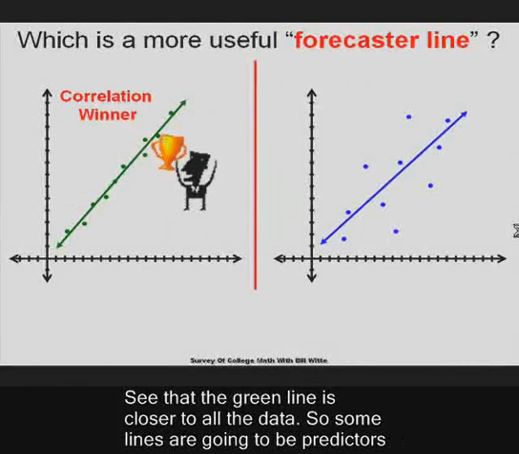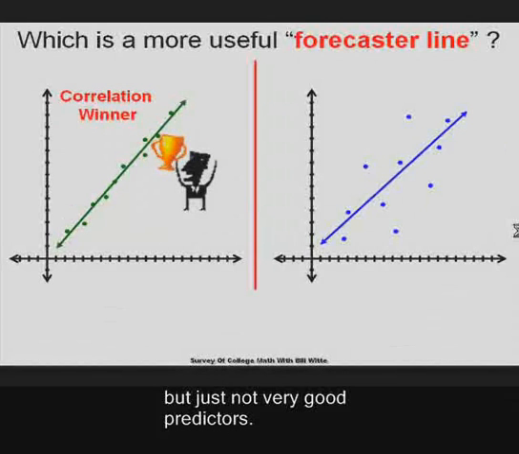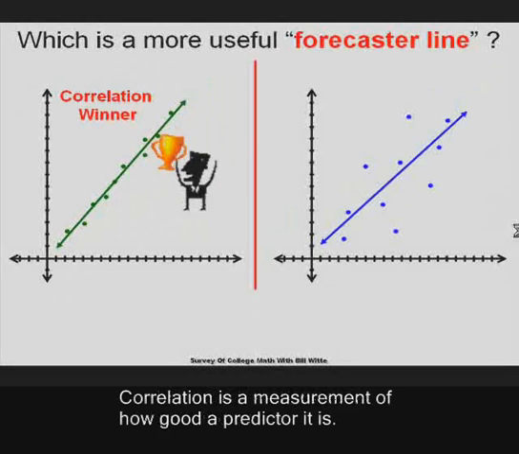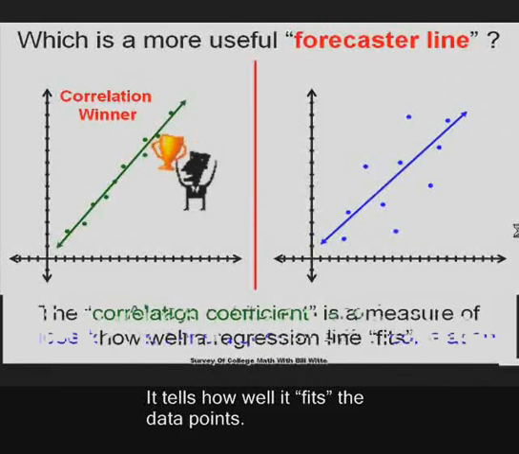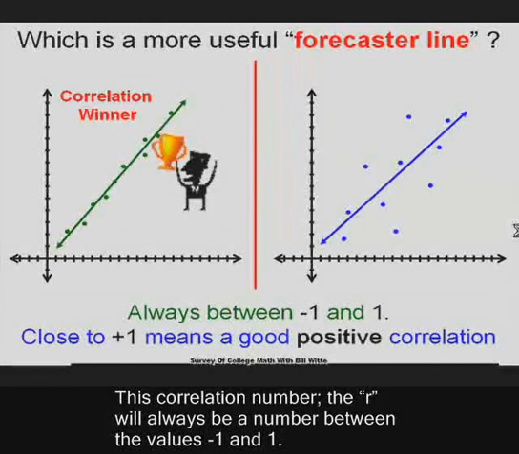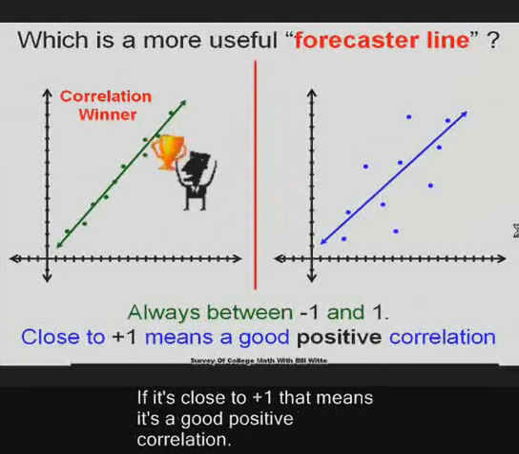Some lines are going to be predictors, but they're not going to be very good predictors. Correlation is a measurement of how good a predictor it is. Not just that, it tells how well it fits. The number they give you for the correlation, the R if you would, is always going to be between the numbers -1 and 1. If it's close to 1, that means it's a good positive correlation.